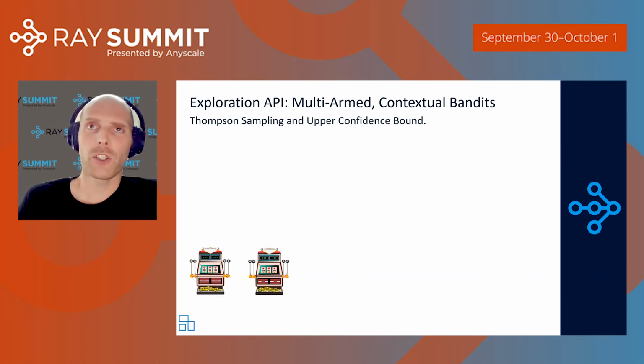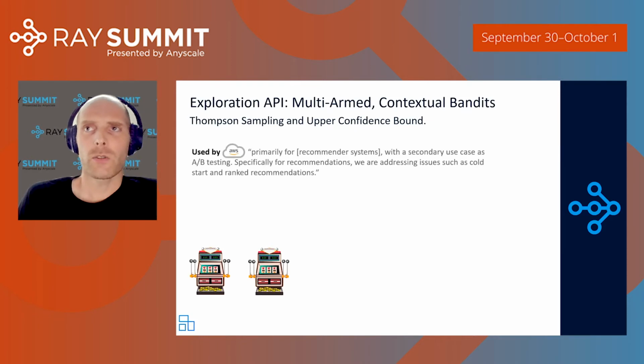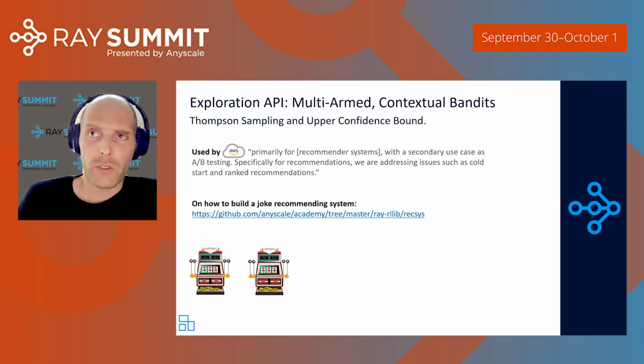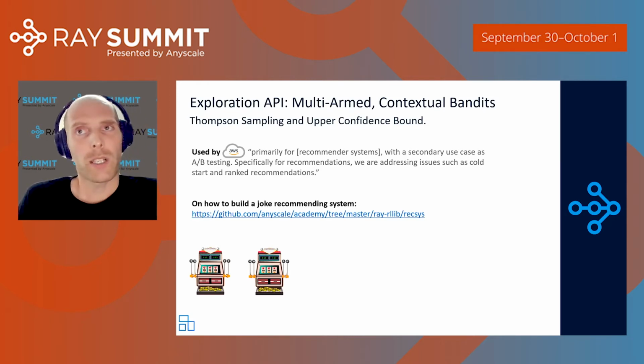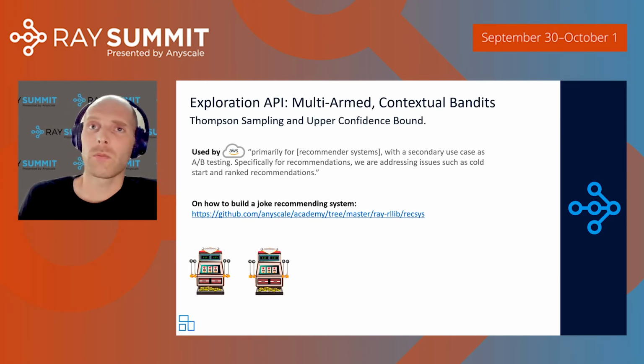This was back in March using the exploration API, and these two algos both fall under the category of contextual multi-armed bandits. And Amazon is actually using these right now to build, quote-unquote, recommender systems as well as A/B testing tools. If you're interested in building your own recommender systems with RLlib using the bandit algorithms, I highly recommend you check out Paco Nathan's Anyscale Academy tutorial under this link here, in which he explains step-by-step how to do this.